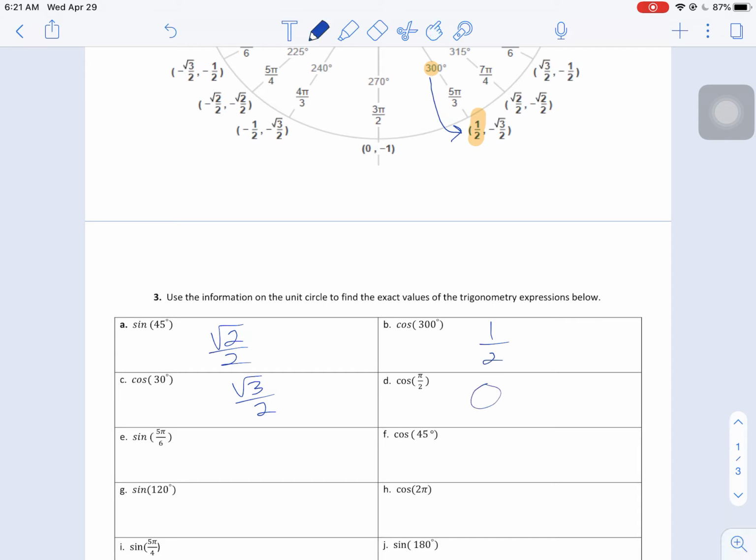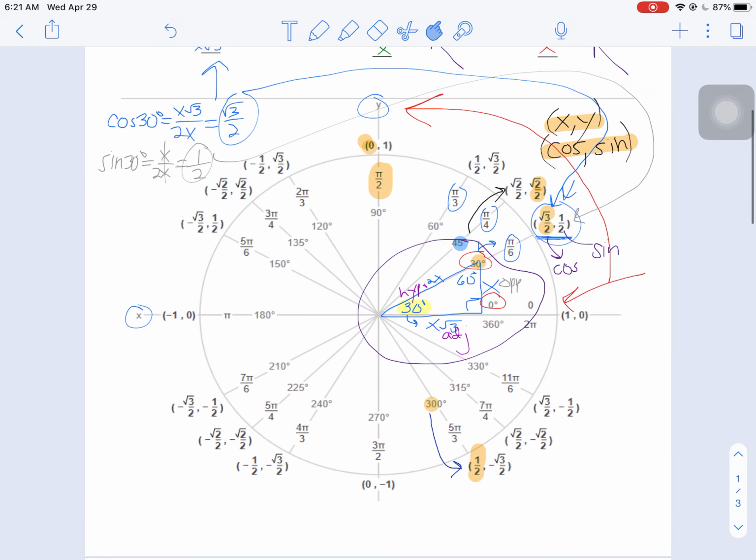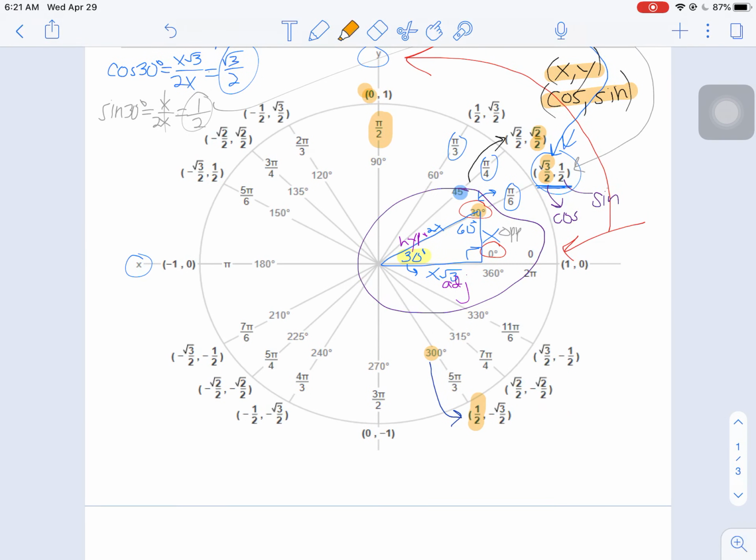Let's do 2 more. So sine of 5 pi over 6. So we have to find 5 pi over 6 on the unit circle. There it is, 5 pi over 6. And then they wanted sine. So sine is the y-coordinate. So 1/2.